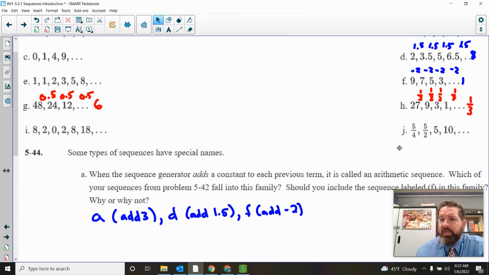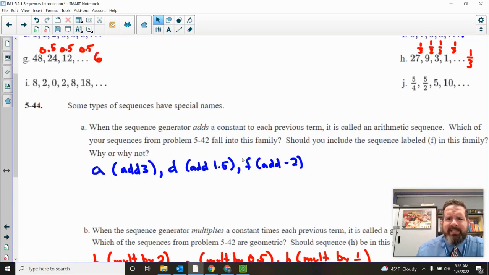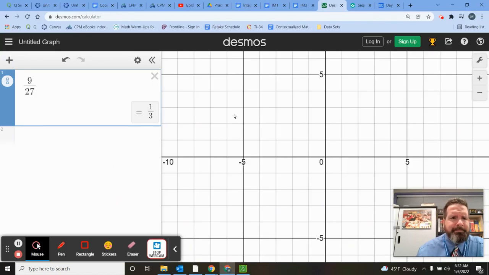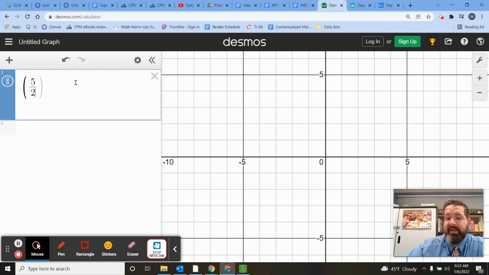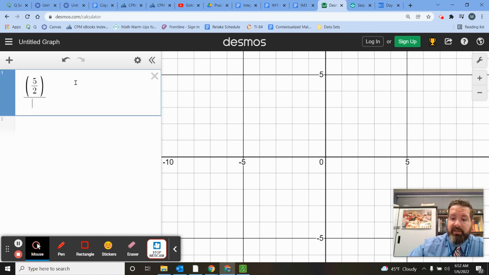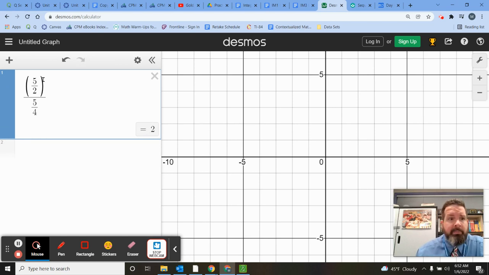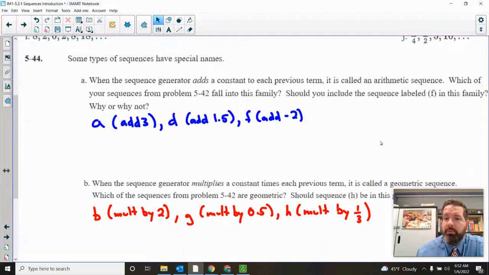And then lastly, letter J. So from 5/4 to 5/2, well, let's see. What do you multiply by to turn 5/4 into 5/2? I'm going to take the end result, 5/2, divided by where we started, the 5/4. Okay, so to get from 5/4 to 5/2, we had to multiply by 2.